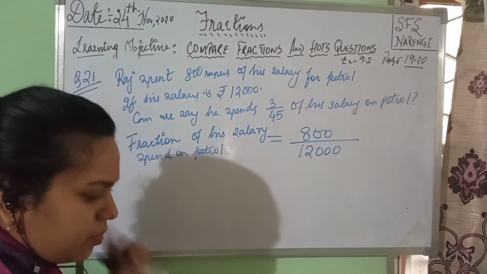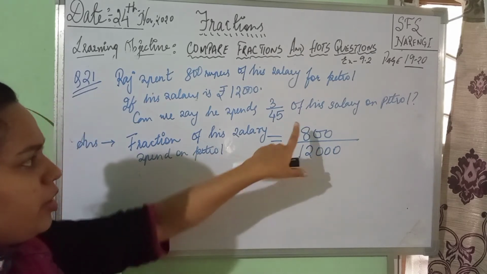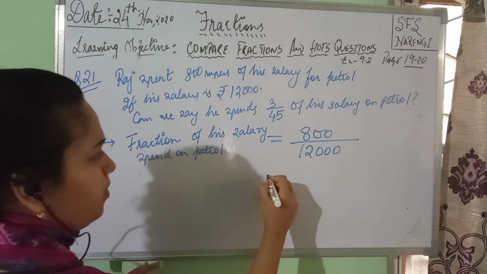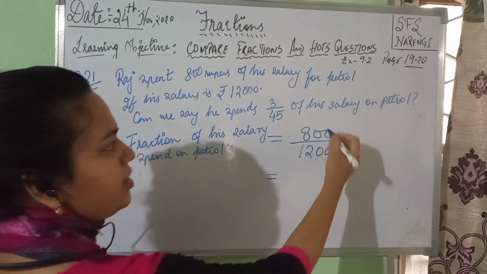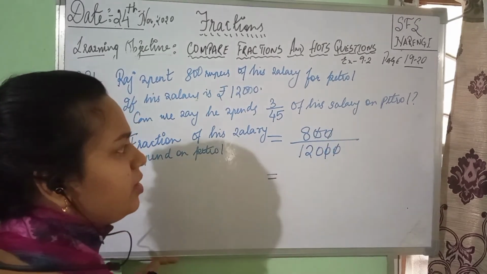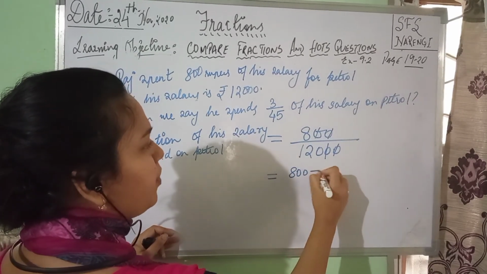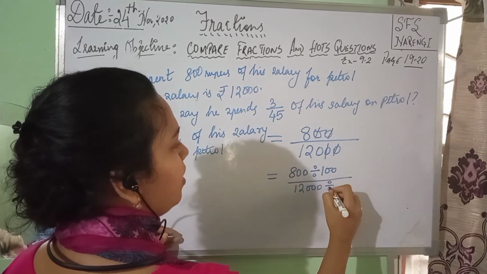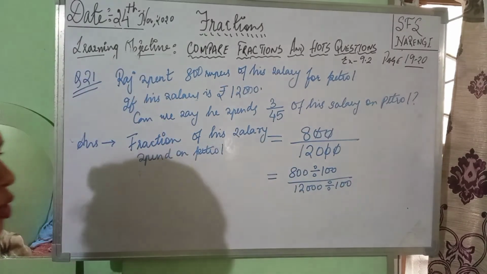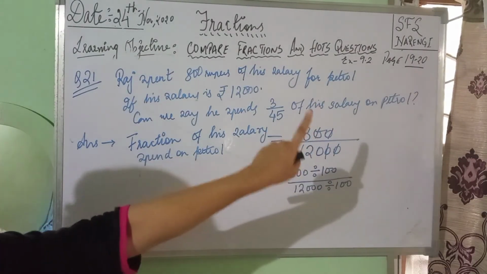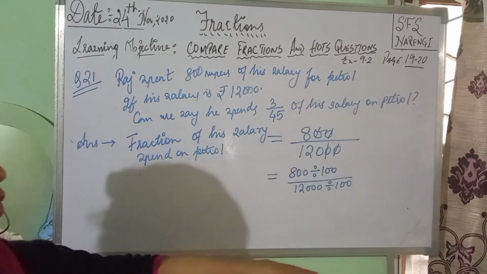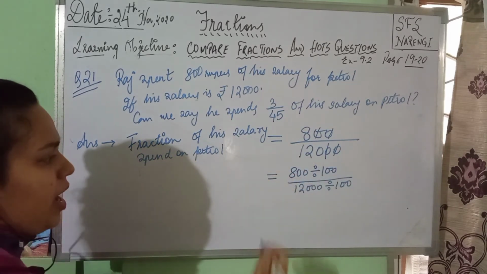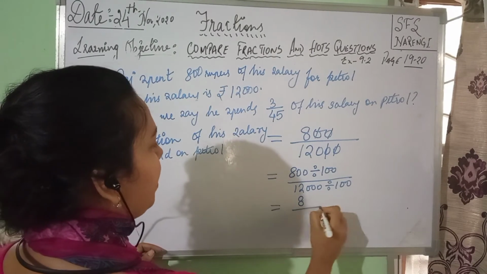Okay, so you can see here, children, the fraction is 800 by 12,000. So the first thing that you can see is you can cancel out the zeros, right? So what are you effectively doing? You are dividing 800 by 100 and 12,000 by 100. So I'll be left with 8 by 120.